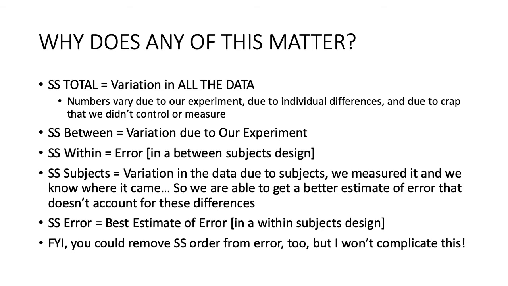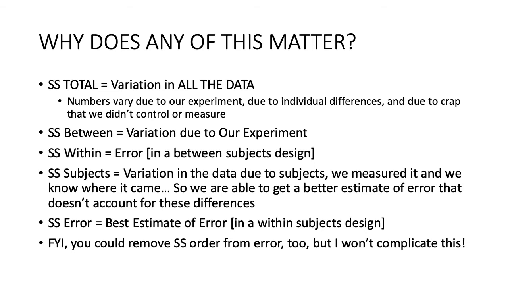We know that our independent variable causes some variation, sum squares between. We know that there's error within each group, but we don't know where it's coming from. We know there's error due to our participants' individual differences that we can quantify and remove. And then we have sum squares error, which is just the crap that's left over that we don't know where that variation is coming from. It's our estimate of noise.